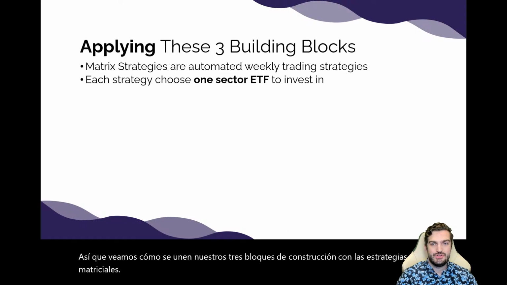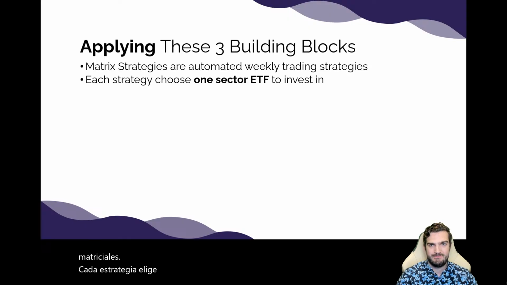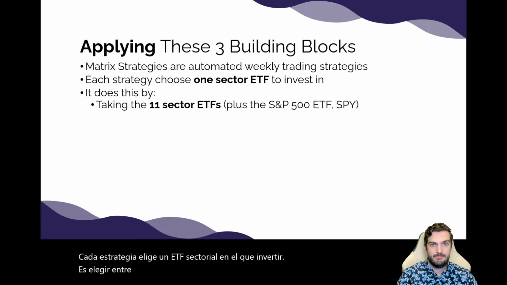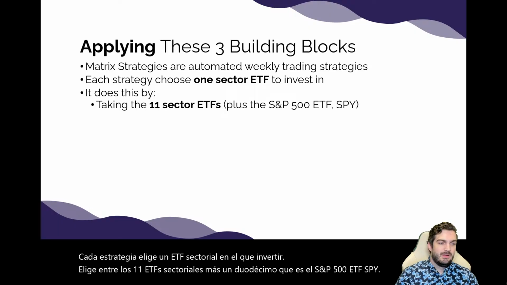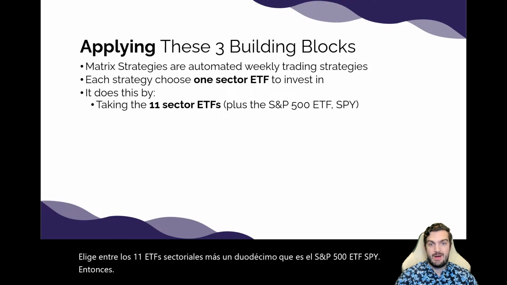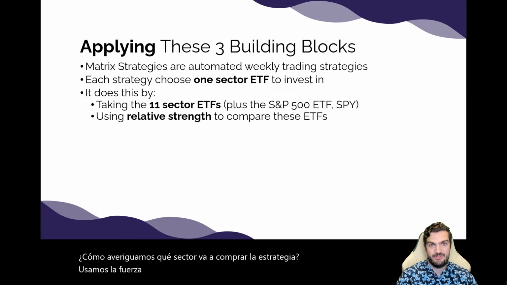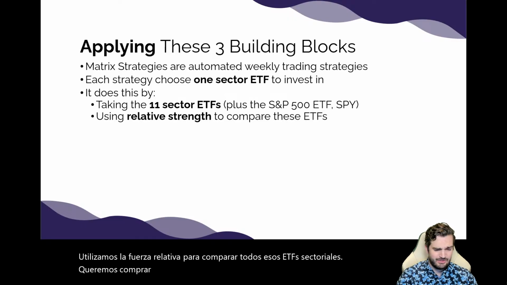Each strategy chooses one sector ETF to invest in. It is picking from the 11 sector ETFs plus a 12th, which is the S&P 500 ETF, SPY. Then, how do we figure out what sector the strategy is going to buy? Well, we use relative strength to compare all those sector ETFs. We want to buy the best sector? Cool. Let's use relative strength to find the best sector.